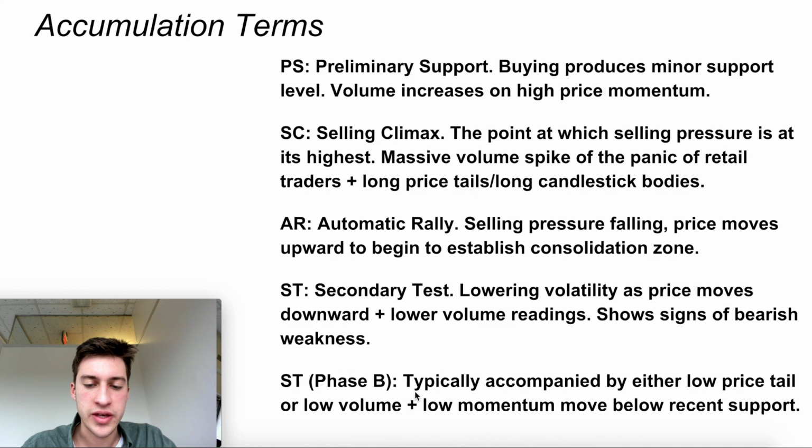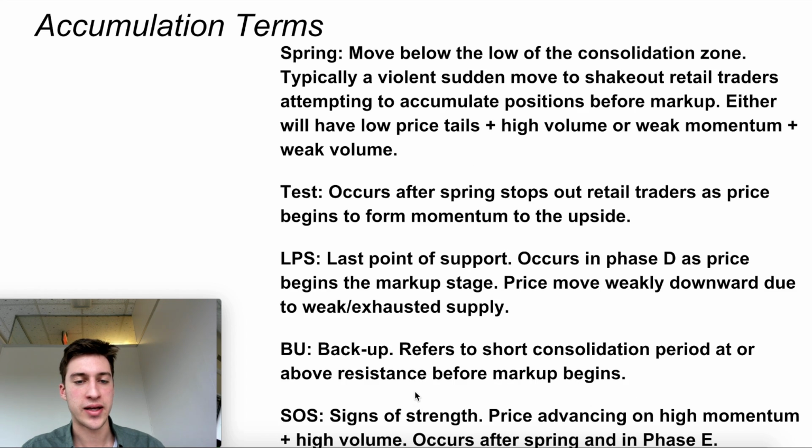So after we get the ST in phase B, we're going to get my favorite part of the accumulation schematic, and this is known as the spring. So this is going to be the most violent type of move that occurs before an accumulation begins. This being the most violent move, it is also the best spot to buy in. And this is going to be the spot where price is going to look like it can only go downward.